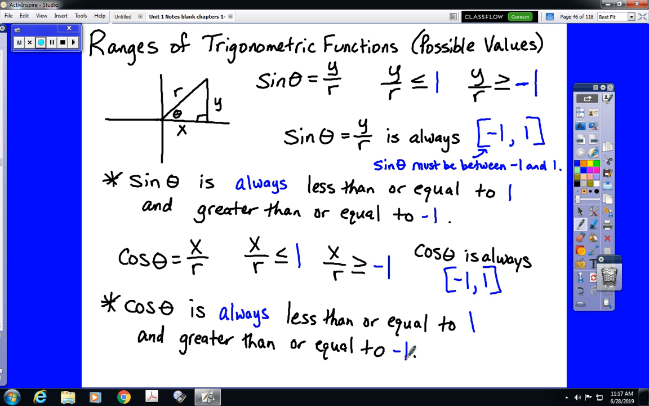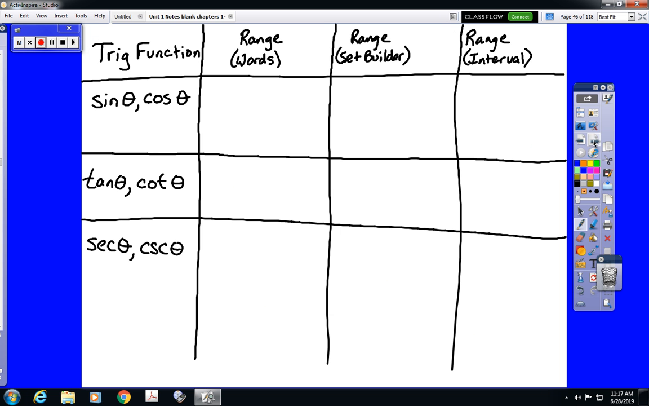Now we can make these exact same arguments for all 6 trig functions and their fractions, comparing y and x, y and r, x and r, to each other and considering the values. But I think the best way to do this is to create a reference item that references the ranges of each of our 6 trig functions. Like I said, they come in pairs. You notice that sine and cosine had the exact same range. The sine and the cosine are always between negative 1 and 1 inclusively.